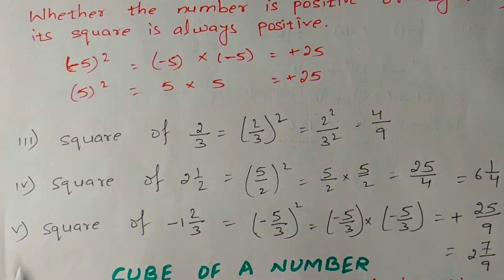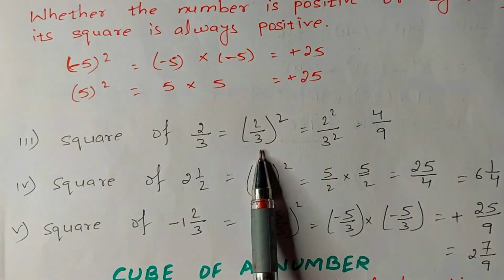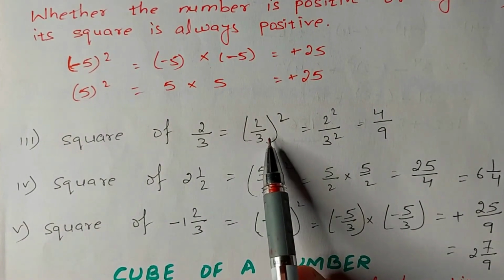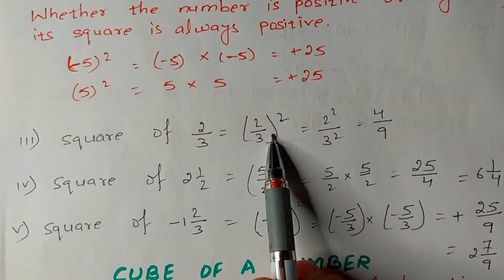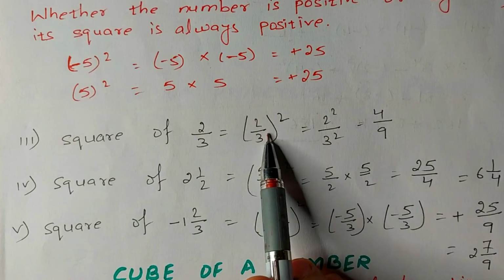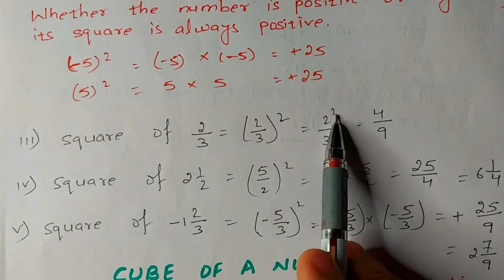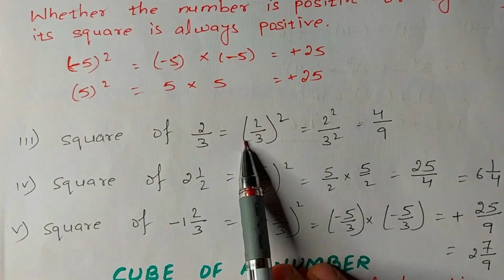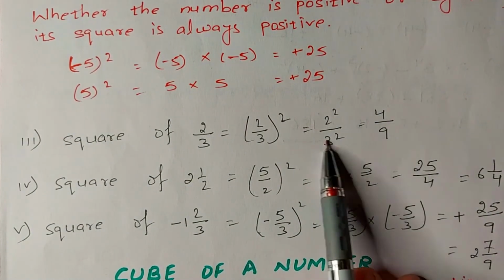Square of 2 by 3. 2 by 3 is a fraction, so its square is 2 by 3 whole square. Whenever we square a fraction, you must keep that fraction under a bracket, because a fraction contains a numerator and a denominator, and you must square both. You can write it as 2 square by 3 square, or take the help of brackets, 2 by 3 whole square. So it's 4 by 9: 2 square is 4, 3 square is 9.